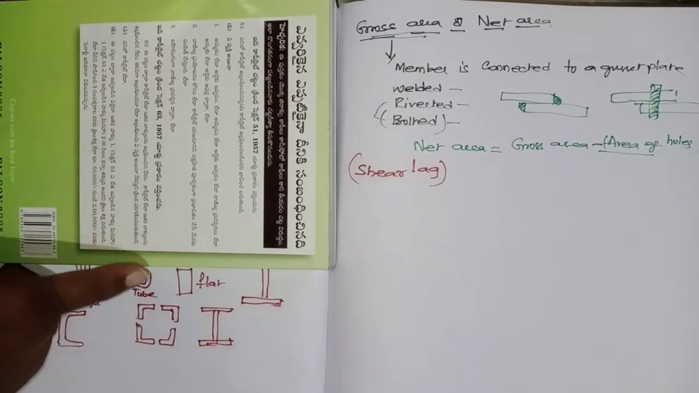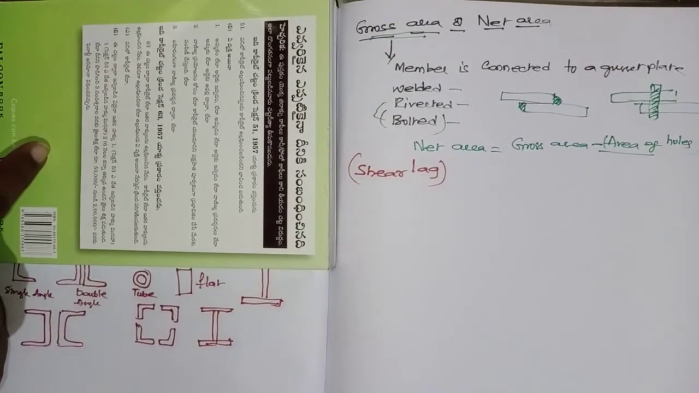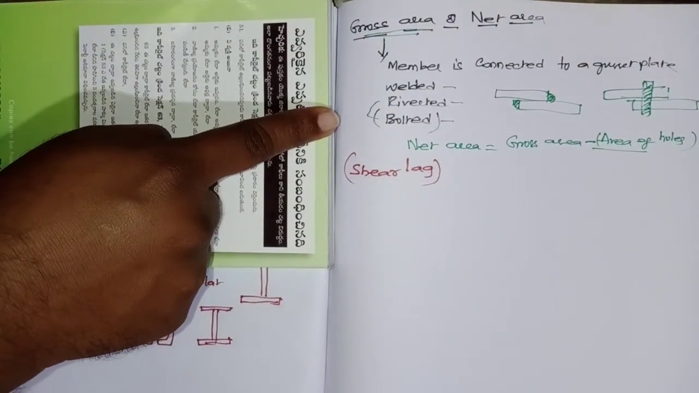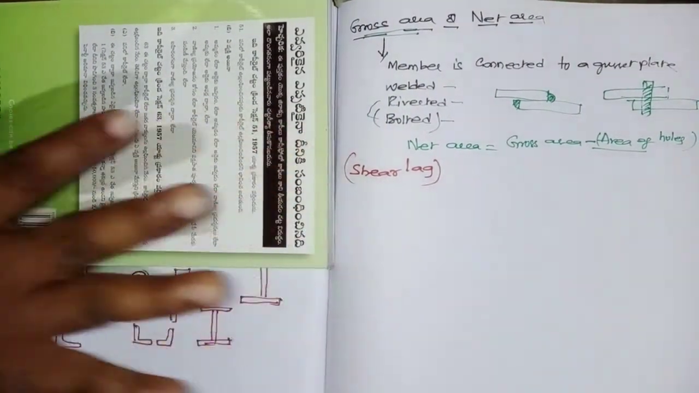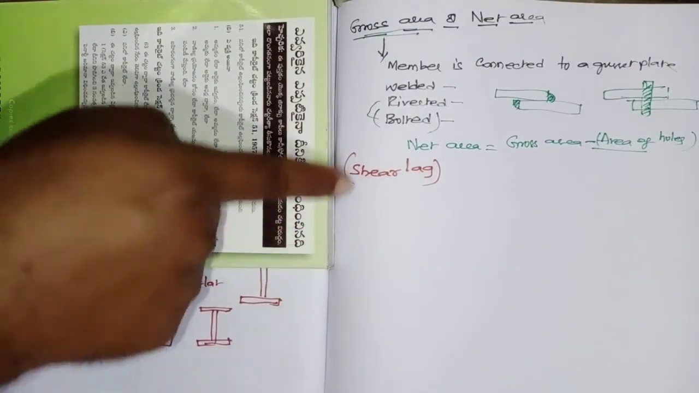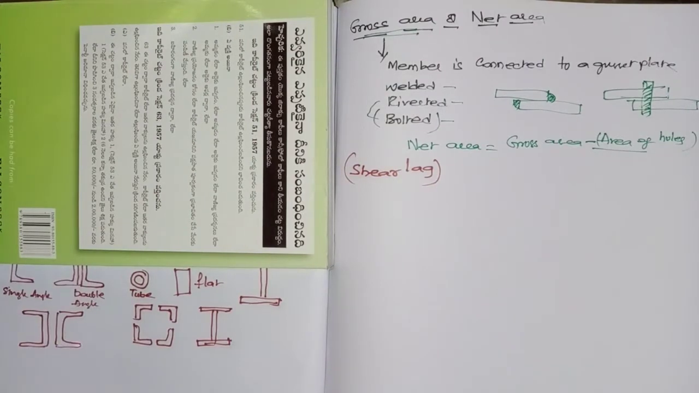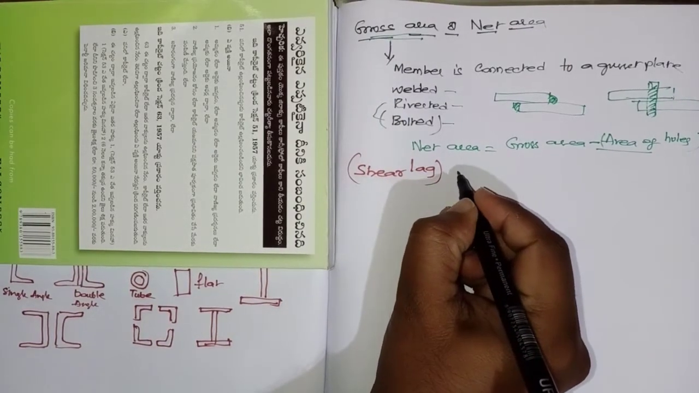Shear lag. Means the normal stress distribution and deformation in a flat near the end where forces are applied are non-uniform. Means what? More normal stresses or elongation at the loaded edge and less normal stresses or elongation at the unloaded edge. This phenomenon, which is due to variation of stress deformation, is nothing but called as what? Shear lag. Okay, you remember this one, very important one. So I will write the definition here.